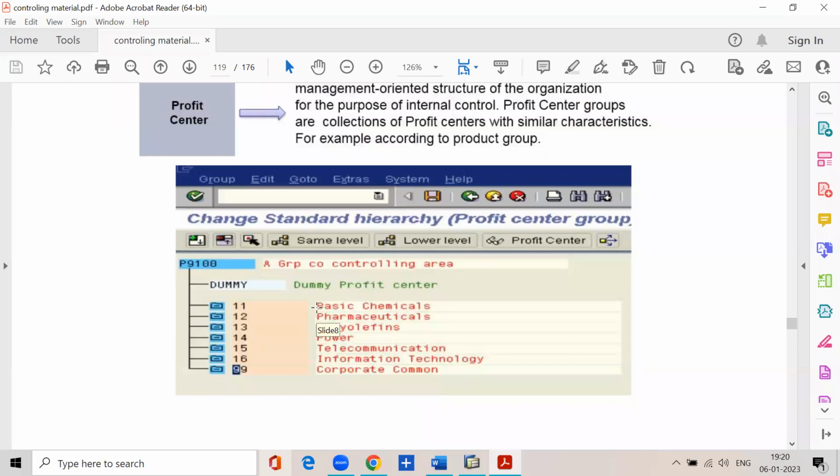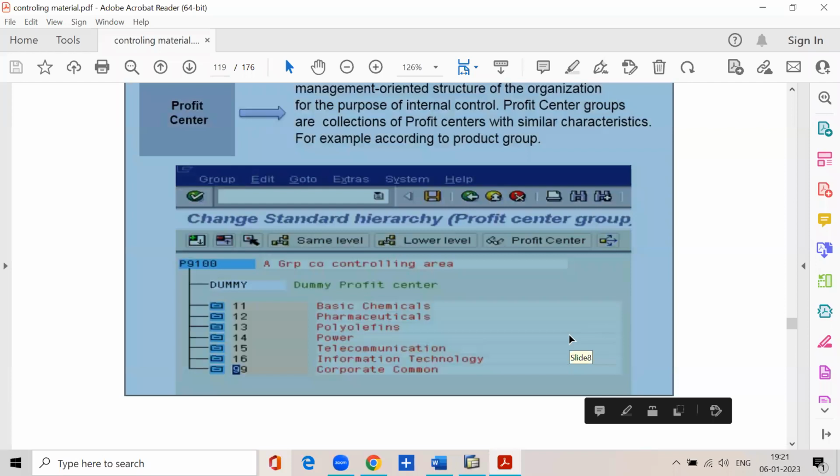See, product group is nothing but profit center group. So under each profit center group, we have the individual profit centers. See, basic chemicals, right? Under basic chemicals, we are producing and selling polythene. Polythene is a product. It can be treated as a profit center. Then methane. Methane is a gas, right? We are producing and selling methane. In that case, methane is treated as a profit center. So basic chemicals is a profit center group. Individual products are profit centers.